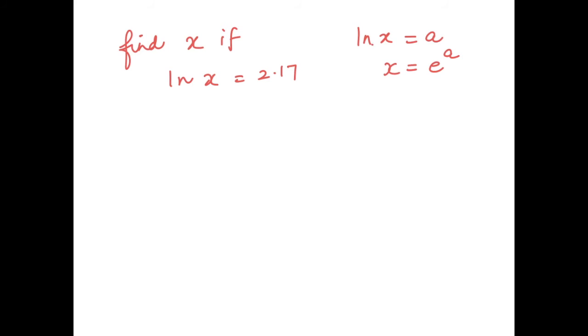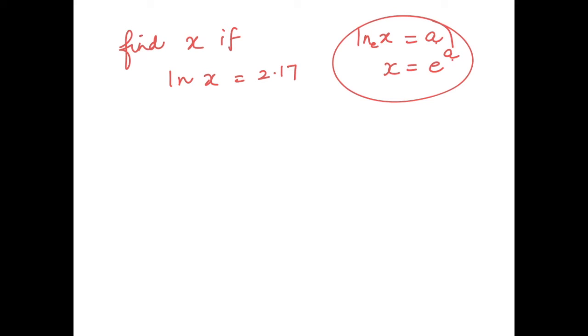Now the last rule, it says find x if ln x equals 2.17. How will you do it? As in the log rule, we know if ln x equals a, then x will be e to the power a, because the base is e here. The base will become the base of the exponent and this will become the power. So the same as in the log rule, we need to do in ln rules. Don't get confused. Try to put the same rule here.